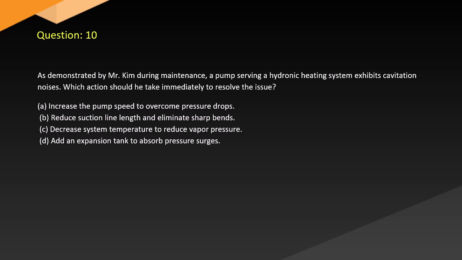A. Increase the pump speed to overcome pressure drops. B. Reduce suction line length and eliminate sharp bends. C. Decrease system temperature to reduce vapor pressure. D. Add an expansion tank to absorb pressure surges.